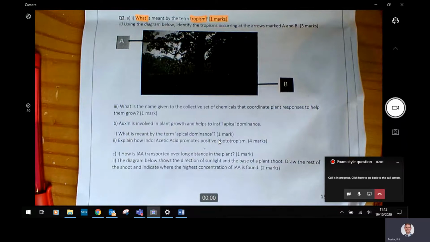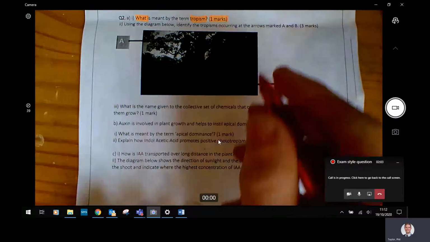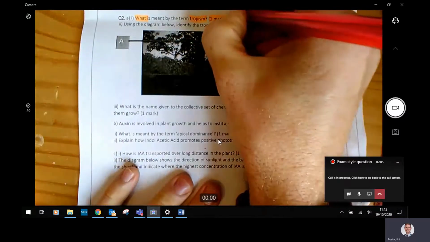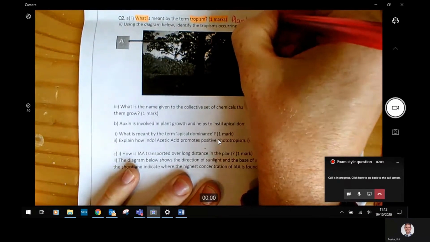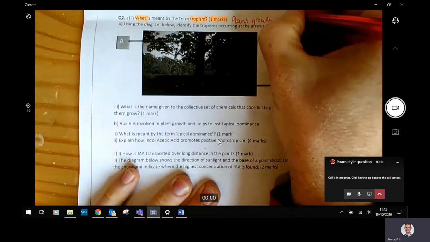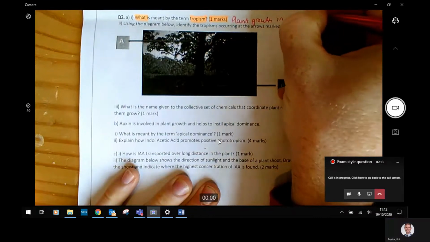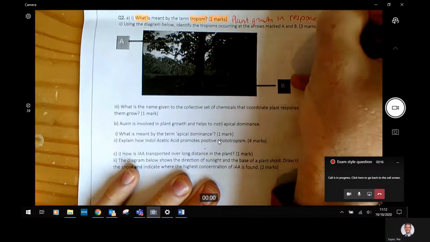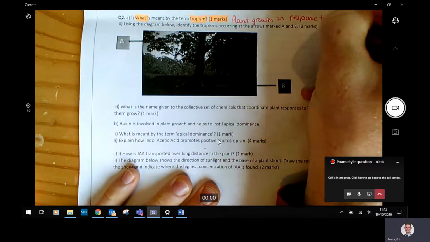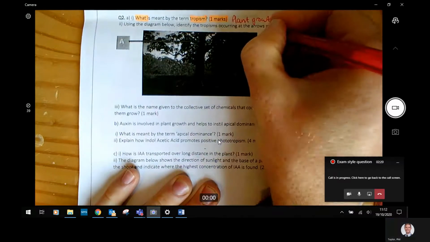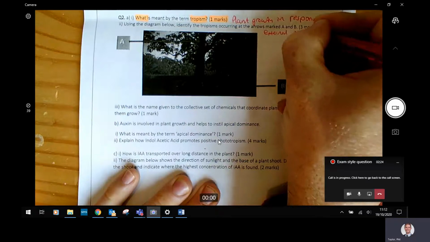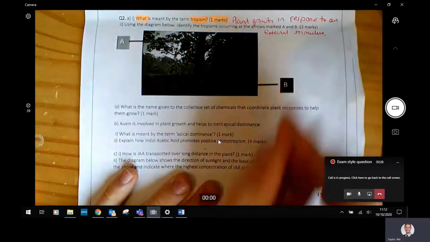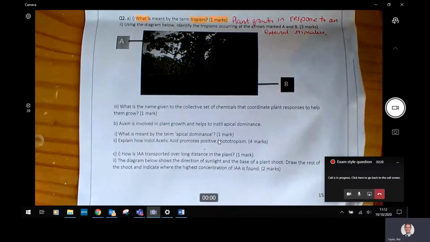So it's just what is tropism, and we can say that tropism is plant growth in response to an external stimulus. So that answers that question nicely. Okay, then we could go through to the next part.